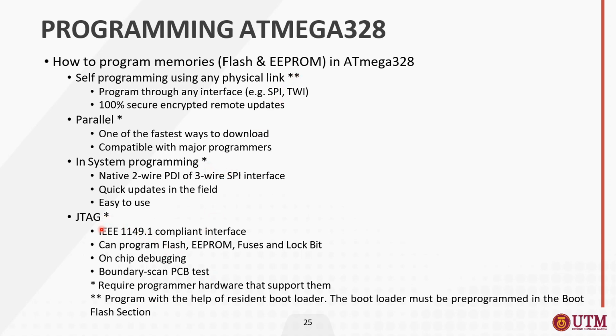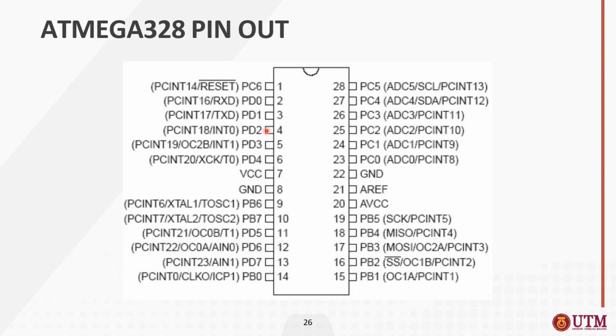So 1 star actually requires programmer hardware that supports them. And for 2 stars, it is actually programmed with the help of resident bootloaders. So the bootloader must be pre-programmed in the boot flash section. So basically for Arduino, they already have their own bootloader, so you can just program by using the Arduino IDE.